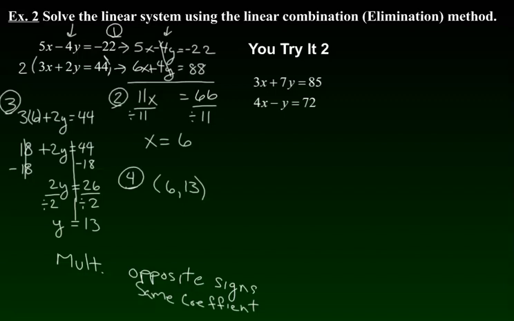So what I'd like you to do now, I'm going to pause it. I want you to try it, and then I'll unpause it and you can check to see how you did. And again, I'll give you a tip. We want to eliminate y because the signs are opposite and it's easy to multiply this to be the same. So I'm going to go ahead and pause it now, and you're going to go ahead and try it.